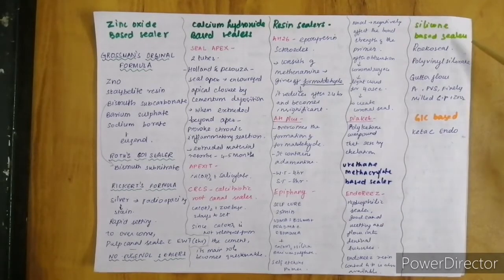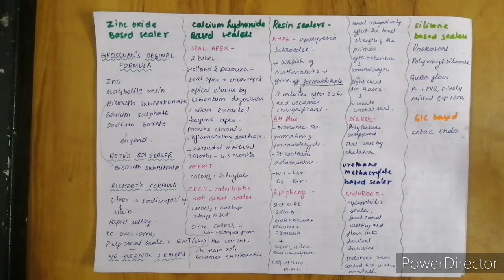Then silicone based sealers, RoekoSeal. Since it is silicone based, it contains polyvinyl siloxane. Okay. Example, GuttaFlow, it has a polyvinyl siloxane with finely milled GP. It has zirconium for the radiopacity. Then GIC based sealers are also available, that is Ketac Endo. Formaldehyde based sealers are not commonly used now because of their toxicity.